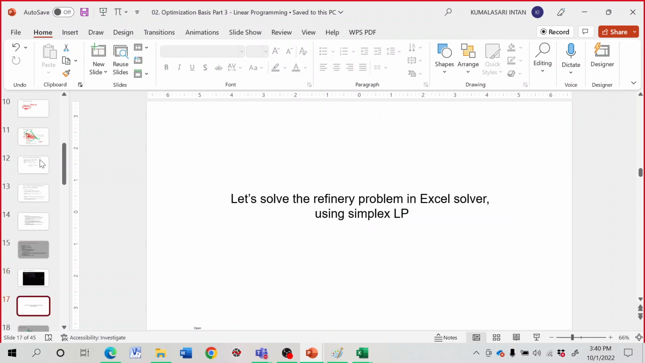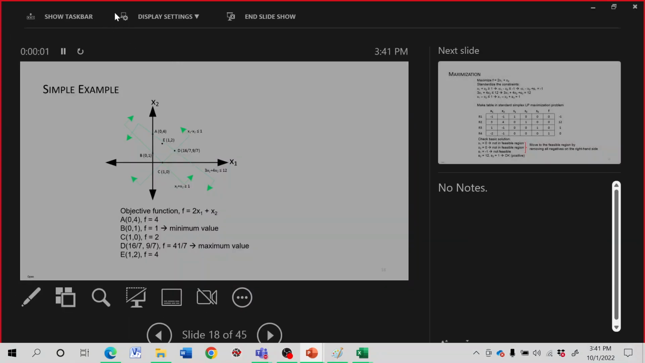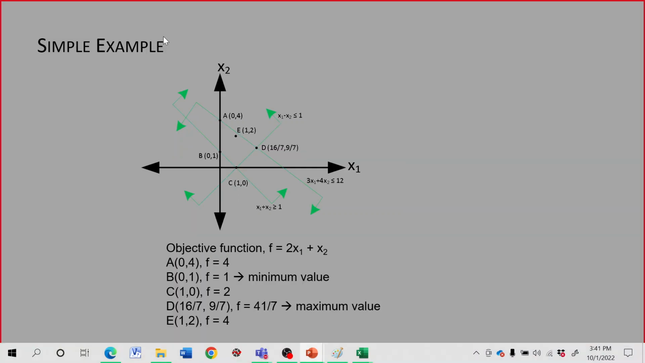So how it works, basically, I will spend some time to understand this. Can you see this? Just to give you an idea. I hope you can see this.